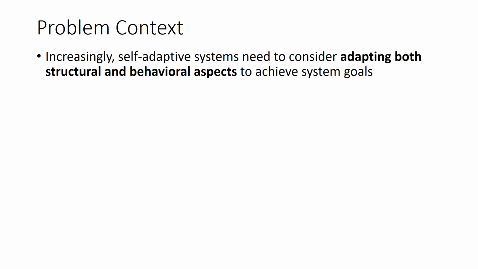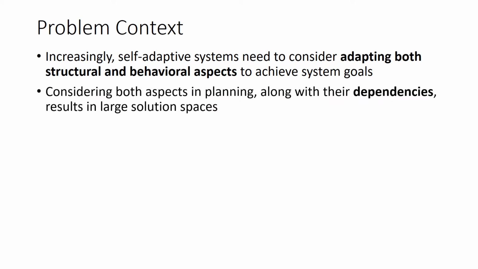Although the example we have just described is in the domain of autonomous mobile robots, many other classes of self-adaptive systems increasingly need to consider adapting both structural and behavioral aspects of the system to achieve their goals. Accounting for dependencies in decision-making for adaptation poses a challenge because of the size of the combined solution spaces for the architecture reconfiguration and task replanning. These can easily become too large to be adequately explored at runtime.